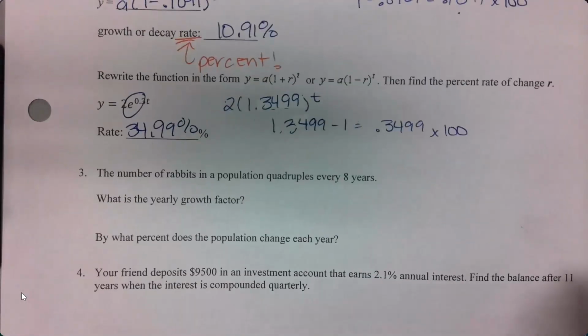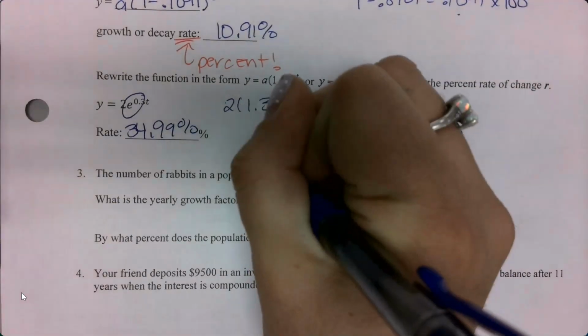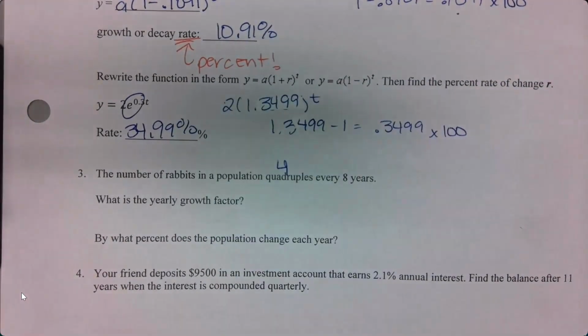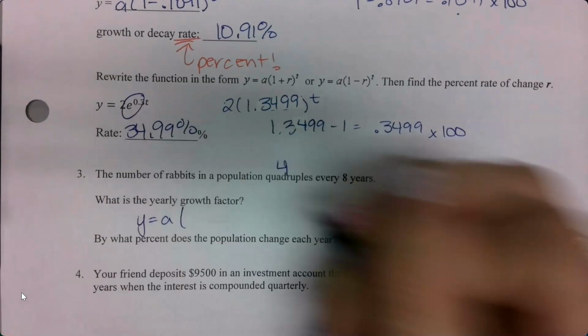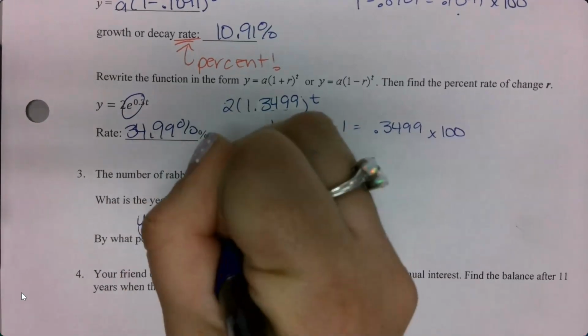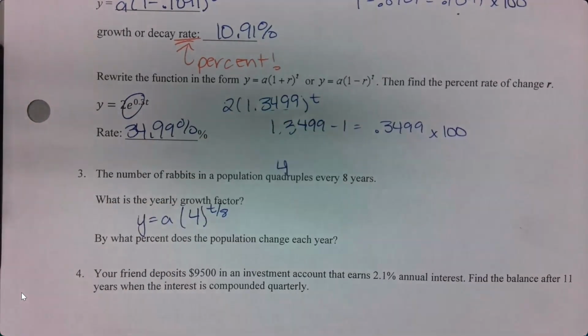Okay, number 3 says the population of rabbits quadruples every 4 years. This means 4, so I want to have a base of 4. Another word might be triples, that would be a base of 3. It wants me to find the yearly growth factor. So what I could do is write this out. I have y equals a times 4 to the t over 4, because it happens every 4 years, I want to divide my exponent by 4.